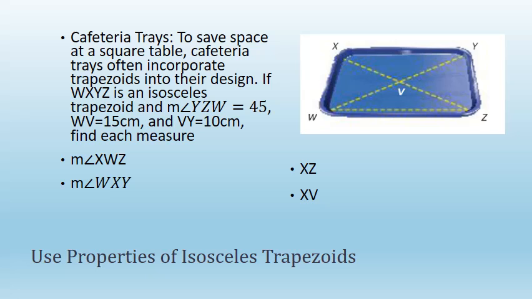The parallel sides are called the bases. The non-parallel sides are called the legs. And then we have base angles. Now, if a trapezoid is an isosceles trapezoid, there's some other things that we know. One, by definition, if the legs of the trapezoid are congruent, then we have an isosceles trapezoid. And if we have an isosceles trapezoid, then each pair of base angles is congruent.